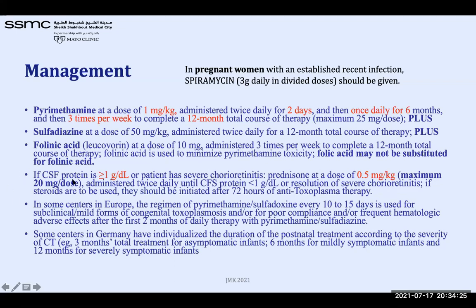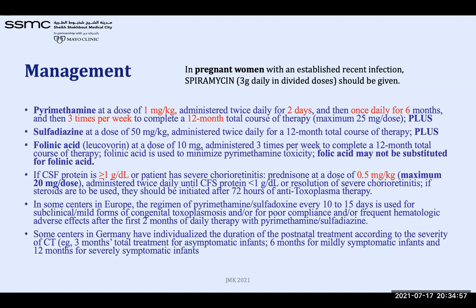If the CSF protein is more than 1 gram per deciliter, or there is severe choroiditis, then the recommendation is to use prednisone at a dose of 0.5 milligram per kg, maximum 20 milligram per dose, and administer twice daily until the CSF protein is less than 1 gram per deciliter or resolution of choroiditis. So these are the regimens which we are using in our babies here.